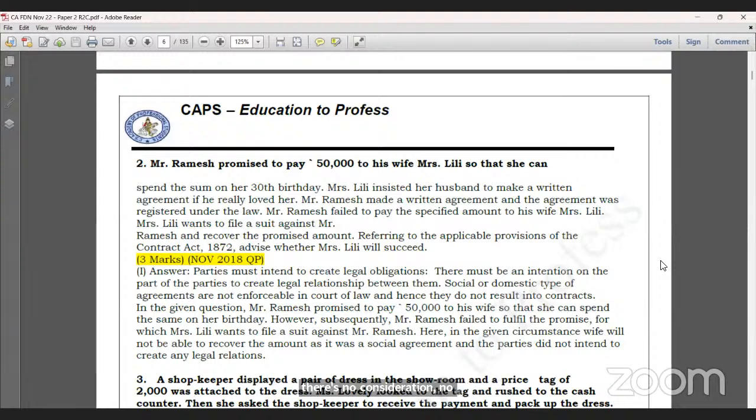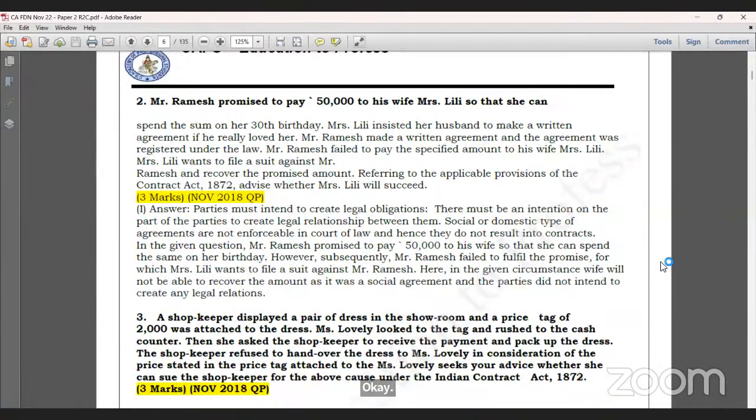Then you'll give provisions of the Act. Even if there is no consideration, no contract, there are certain exceptions, if certain conditions are fulfilled: A, if the contract is of natural love and affection; B, it is written; C, it is registered. Got it? Therefore, Mrs. Lily, conclusion, will be able to succeed in getting the money from her husband. So facts of the case, provisions of the Act, analysis, conclusion. Understood?